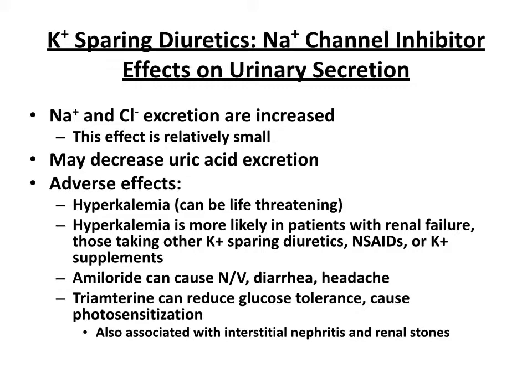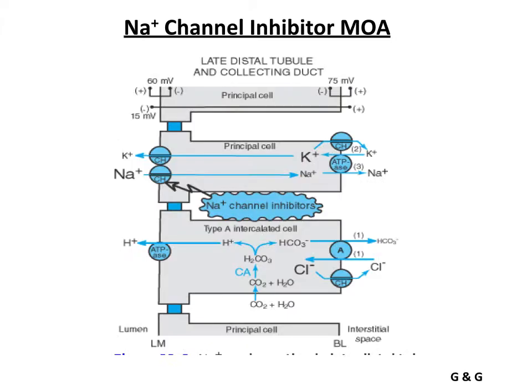They also are associated with nausea, vomiting, diarrhea, and headache. I don't think those are necessarily kidney-specific effects. Okay, and then triamterene can reduce glucose tolerance and also cause some photosensitization, so somebody might become sensitive to light taking this. Okay, there's the main points there.